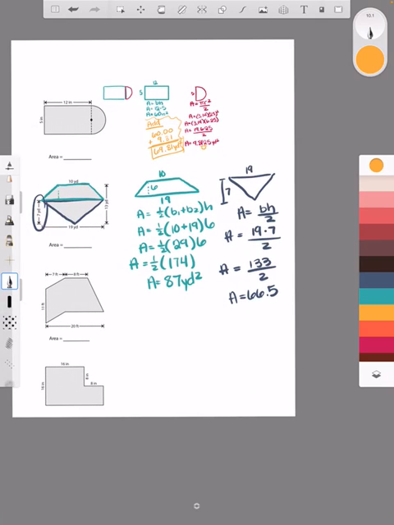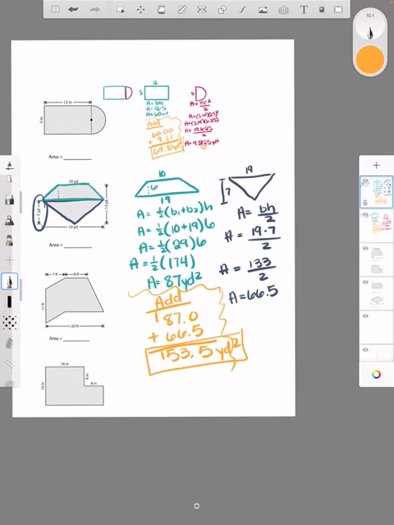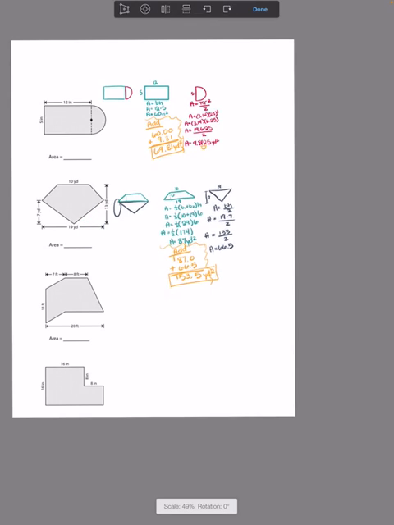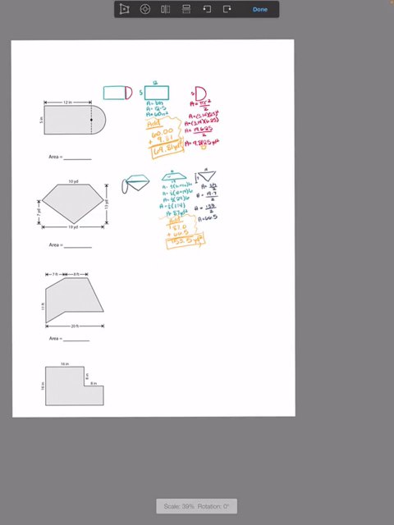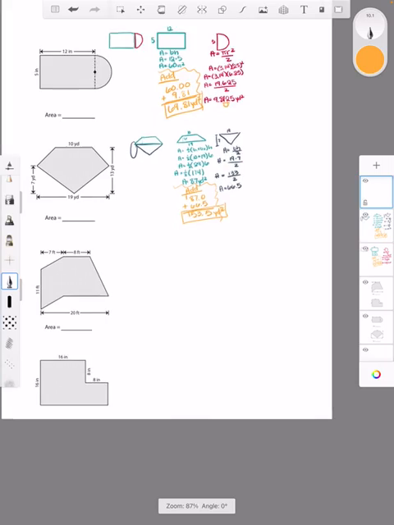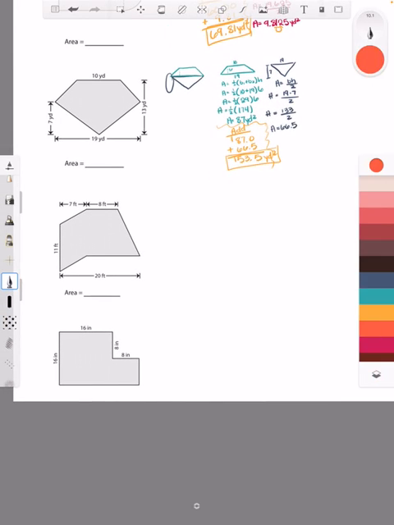All right, now I'm going to take 66.5 and 87, and I'm going to add them together. All right, so now I have 153.5 yards squared as my answer here. All right, so we're going to minimize that, and we're going to go ahead and do our next lovely figure.